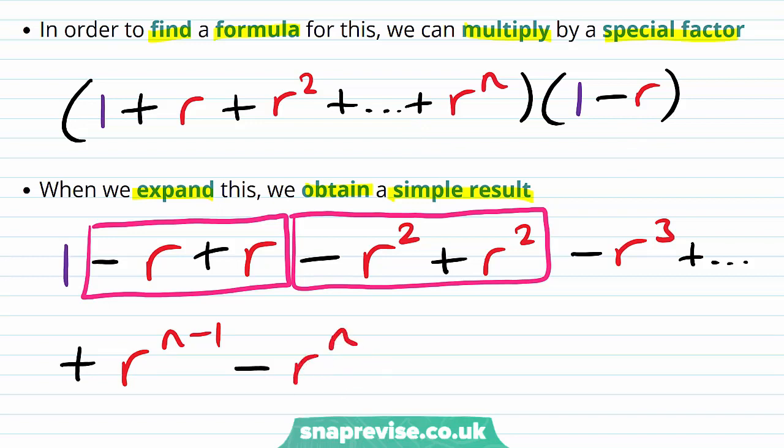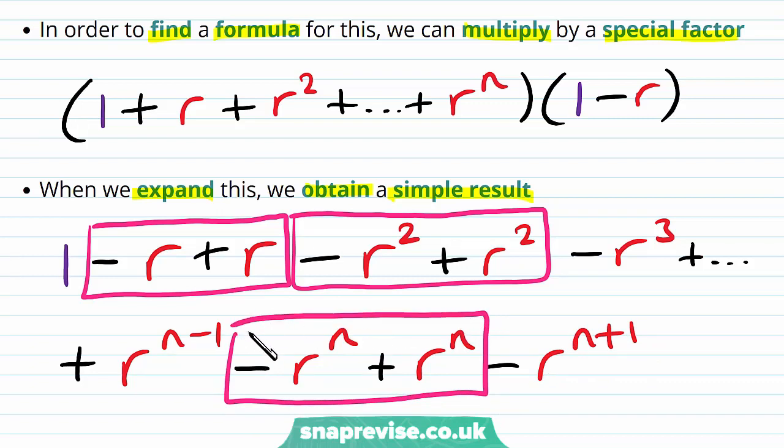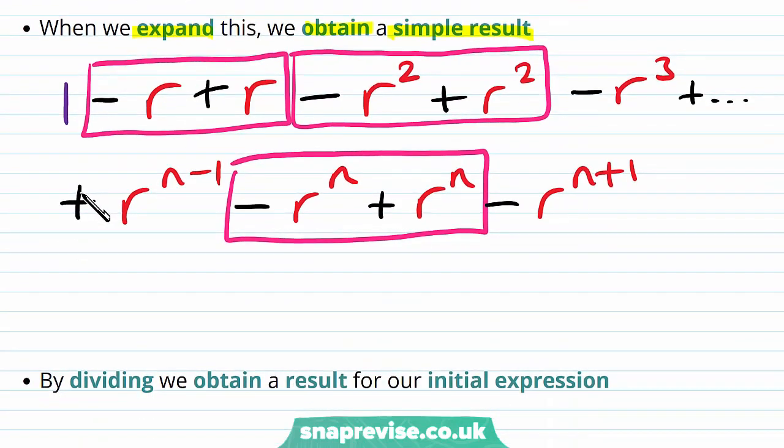And then we have the r to the power of n multiplied by 1, which is a plus r to the power of n. And then finally, the last term is the r to the power of n multiplied by the minus r, which is minus r to the power of n plus 1. But again, we have this cancellation here, and due to this cancellation, it's going to happen all the way through. And so the only terms we actually keep after doing this expansion are the first and the last terms, so the 1 and the minus r to the power of n plus 1.